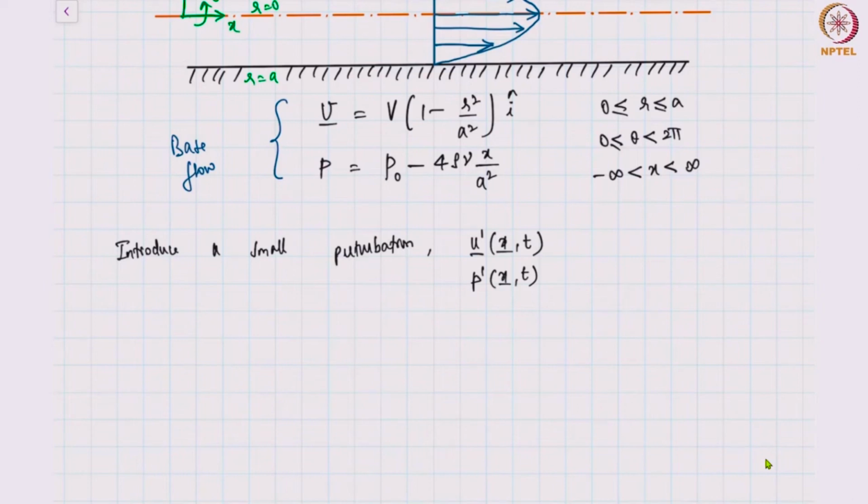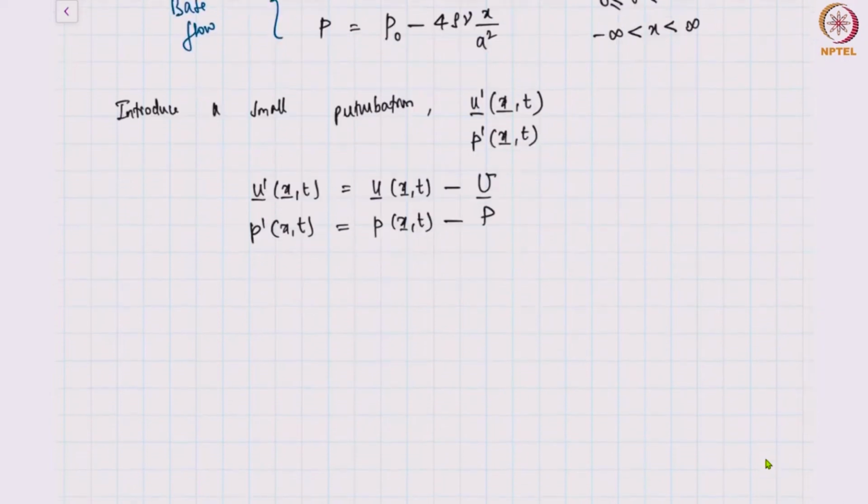Now how do I get a perturbation? If I know the total velocity field u, the perturbation is the total velocity minus capital U that I wrote down, the base flow. Similarly, the pressure perturbation is the total pressure minus the base pressure, right? Now, typically when we start these equations, we start with a set of, what do we do?